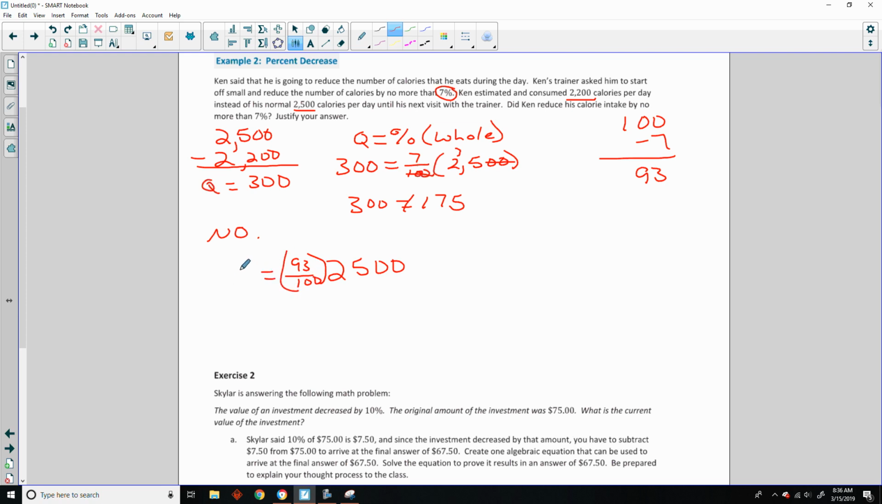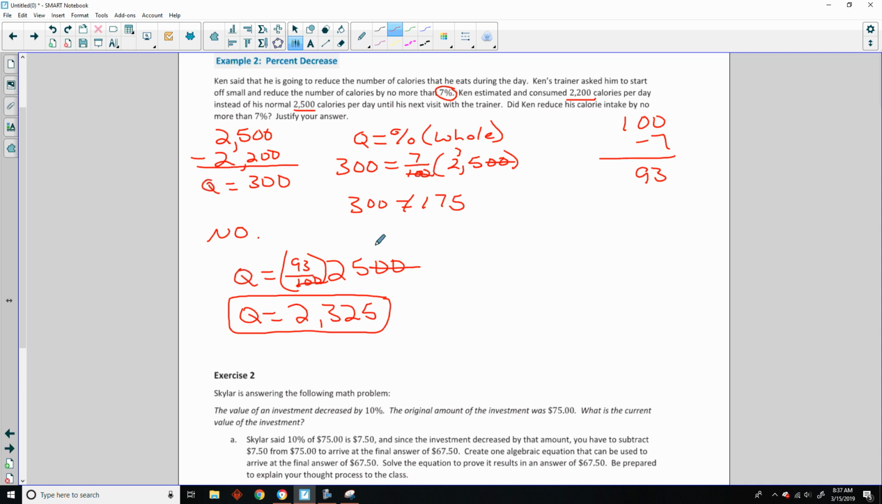Okay, and that's going to equal the quantity he should have reduced to. Or we just multiply by 0.93. Hey Siri, what's 93 times 25? 93 times 25 is 2,325. So this was the amount of calories he should have reduced to. He should have decreased from 2,500 to 2,325 calories.